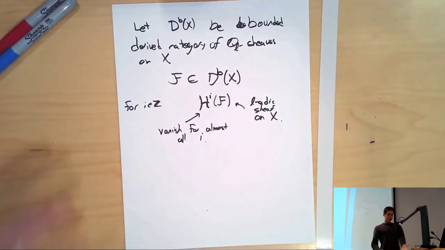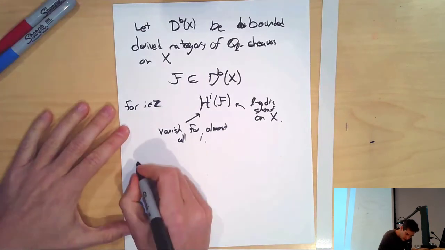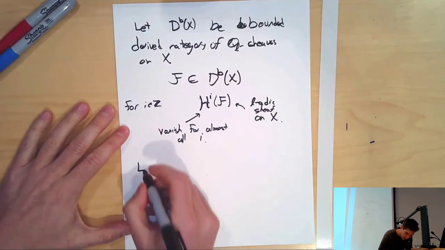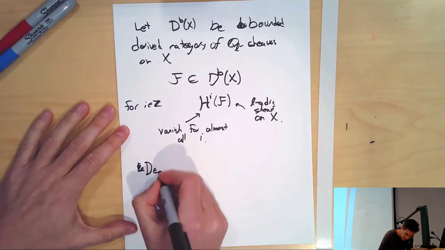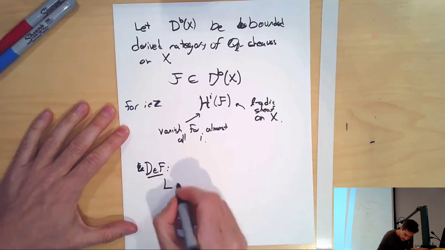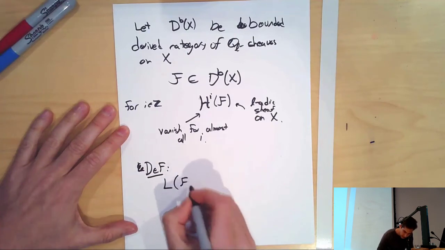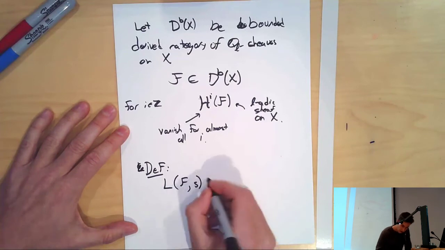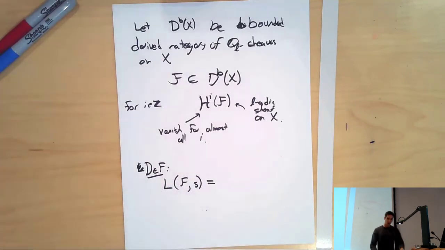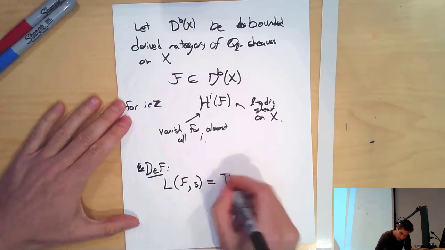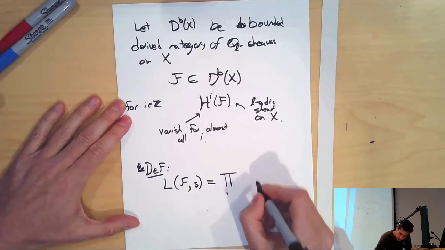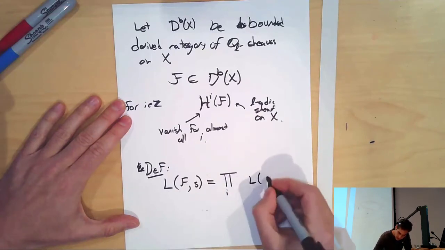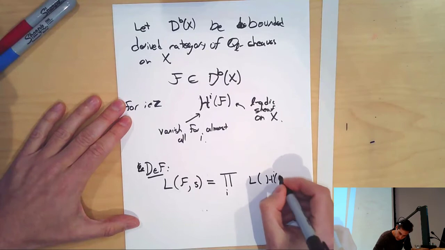Okay, and now given an object in this bounded derived category, you can also associate an L function. And you just do something stupid. So definition: here's what I mean by the L function of X with coefficients in F. Now where F is in the derived category, it's just an alternating product of the L functions of the cohomology sheaves of F.